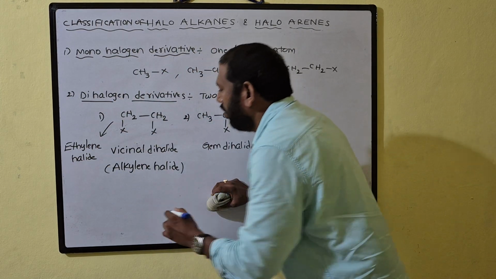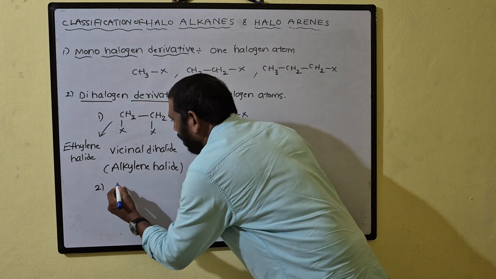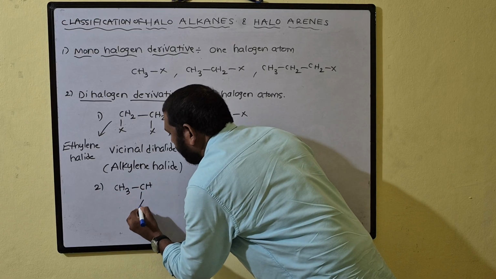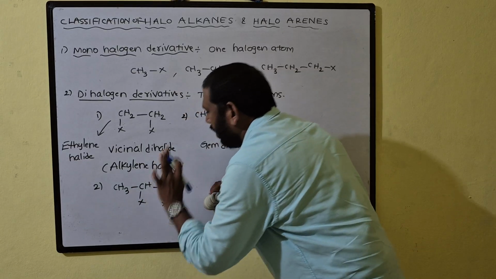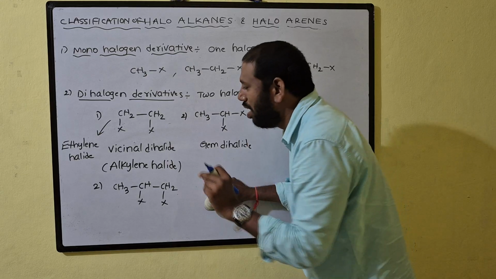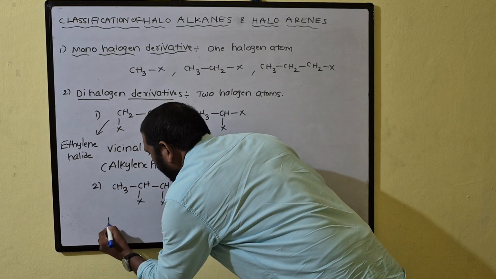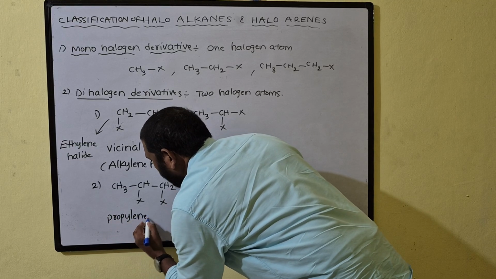Right. If the vicinal dihalide contains three carbon atoms, what will be the name? For example, CH3CHXCH2X. This vicinal dihalide contains three carbons. Three carbons means prop, so based on alkylene halide, it is propylene halide.